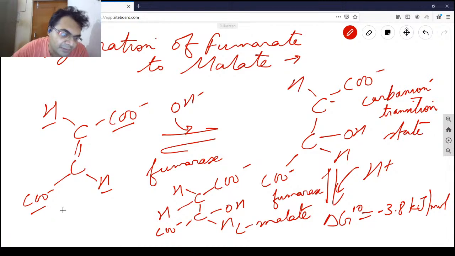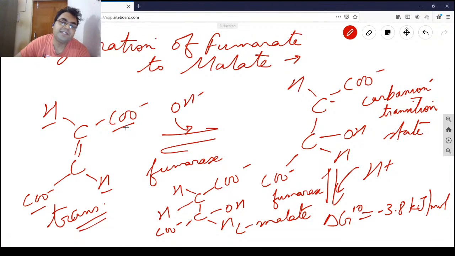H this side, CO this side. So this is the substrate, trans fumarate. If I make it cis fumarate, it will not be a substrate for this fumarase enzyme. Very important this one. It is very stereospecific. Only L-malate can be reversibly catalyzed to produce fumarate, but not D-malate. Very stereospecific and also cis-trans specific.